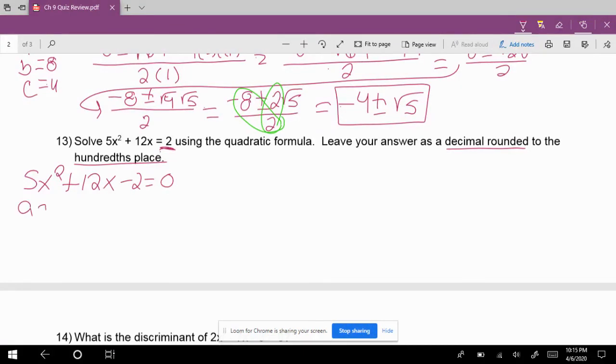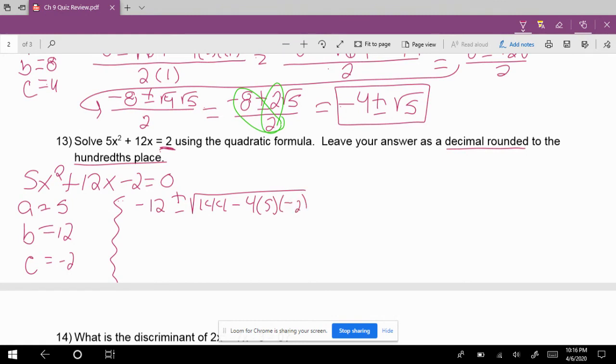Okay, so here A is 5, B is 12, C is negative 2. So if I start to put that in the quadratic formula, opposite of B would be negative 12 plus or minus the square root. B squared is 144 minus 4 times 5 times negative 2, all over 2 times 5, because that's A.